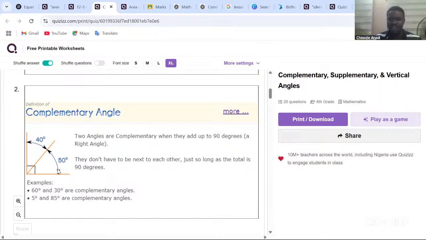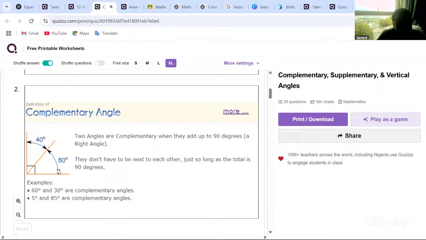So are you with me, Gerald and Chimamanda? Yes, sir. Very good. Look at the bottom, it says that they don't have to be next to each other, just as long as the total is 90 degrees. It's not compulsory they are together. When you add them up together, they give you 90 degrees. You're good to go.